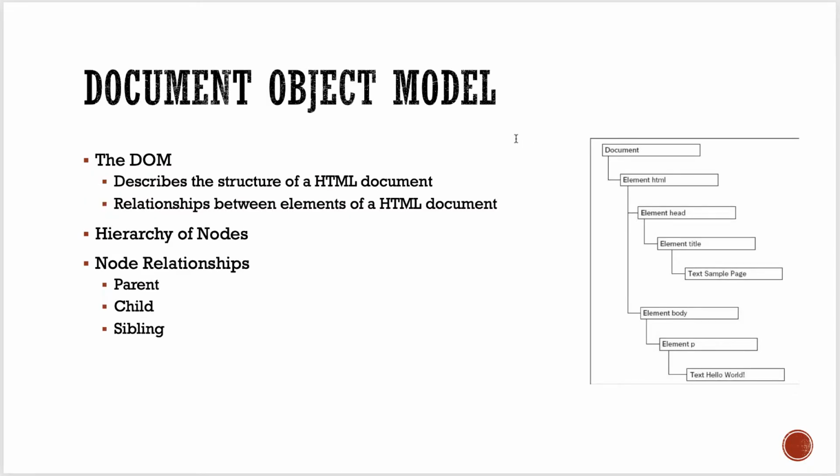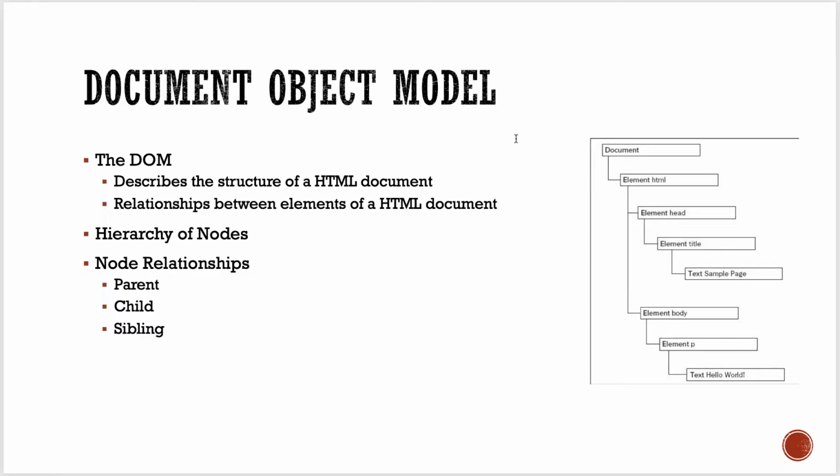To start off with, DOM refers to the Document Object Model. The Document Object Model describes the structure of the HTML document, or how different elements in an HTML document are laid out and related to each other. The Document Object Model describes the hierarchy of the HTML document and the relationship of each element to elements that precede it and come after it.